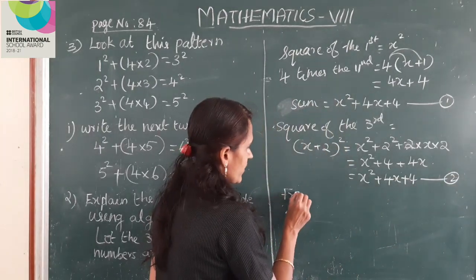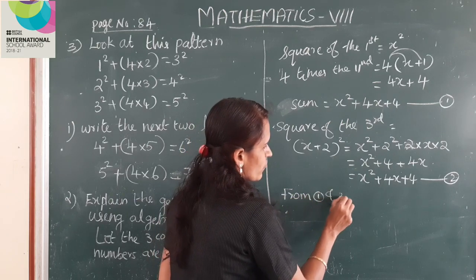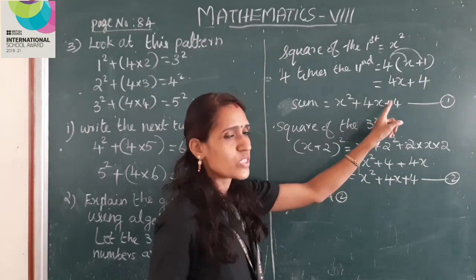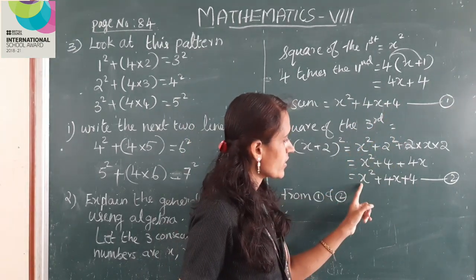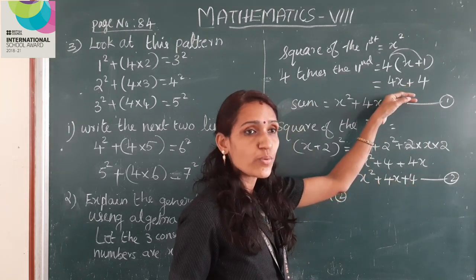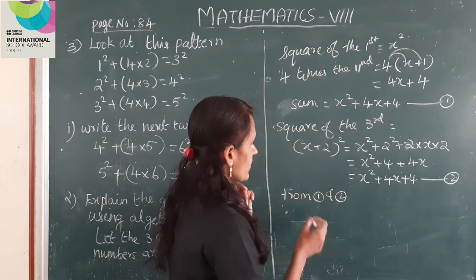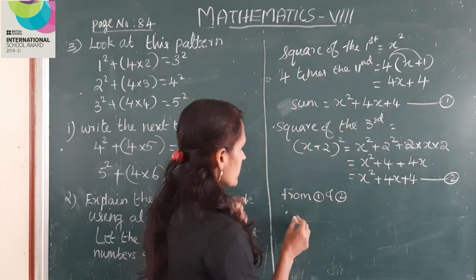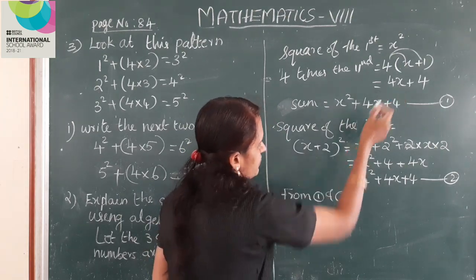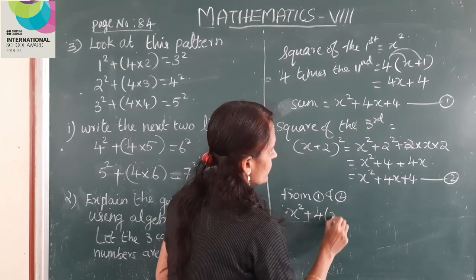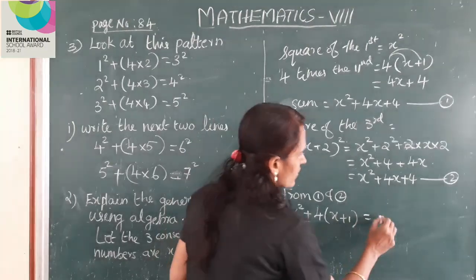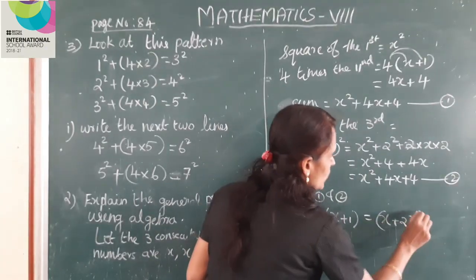From equation 1 and 2, we get, in equation 1, right side is x square plus 4x plus 4. In equation 2, right side is x square plus 4x plus 4. So right side is equal. So we have to equate left side. Here left side is square of the first, that is x square, plus 4 times the second, 4 into x plus 1, is equal to square of the third one, that is x plus 2 whole square.